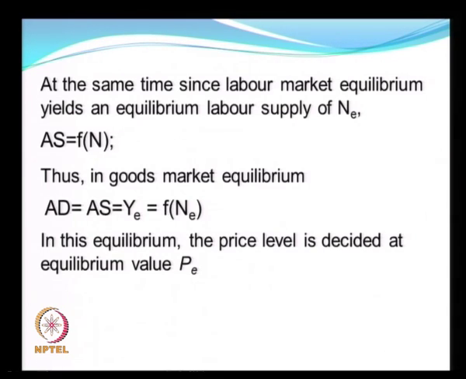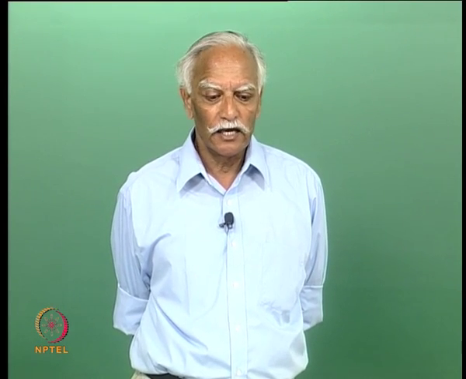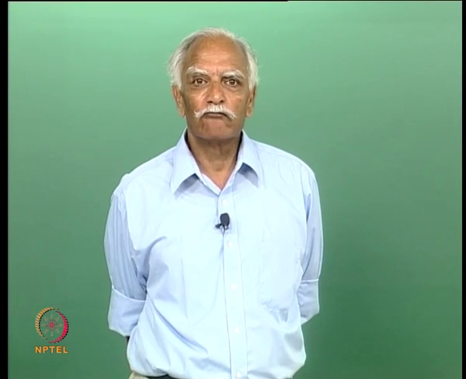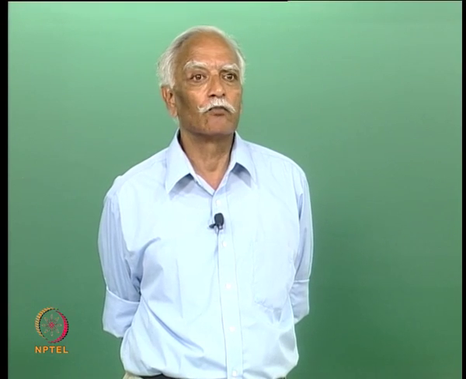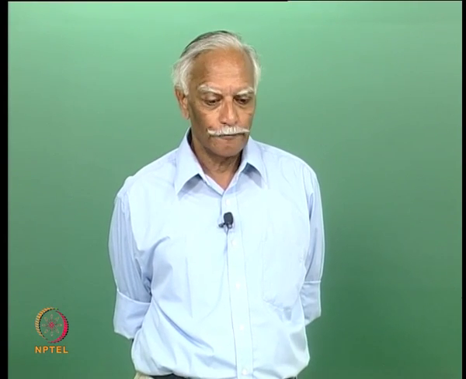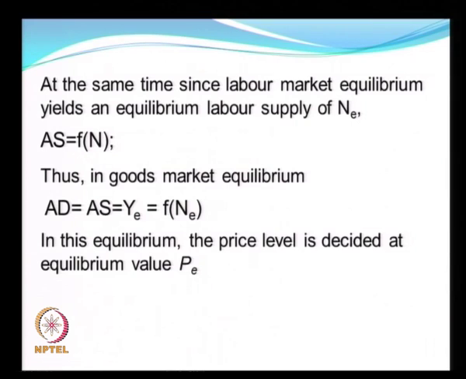and at a given point in time the total labor force employed in the economy is dependent upon the labor market equilibrium, and therefore, it is NE. Goods market equilibrium would mean aggregate demand and aggregate supply will be equal to some aggregate output YE, which is the output produced by NE, the equilibrium number of workers employed. And this aggregate demand and aggregate supply would resolve at an equilibrium price PE, which is the equilibrium nominal price.